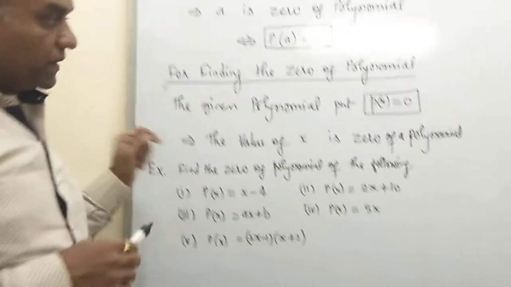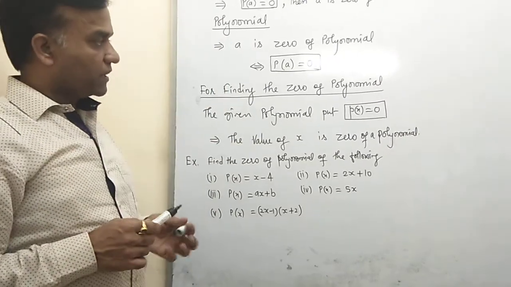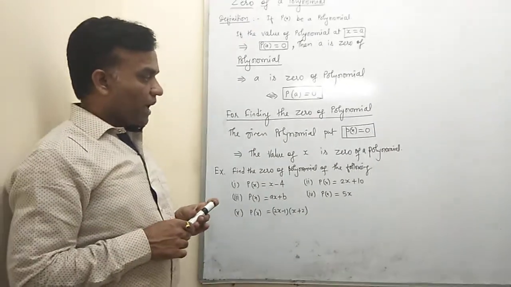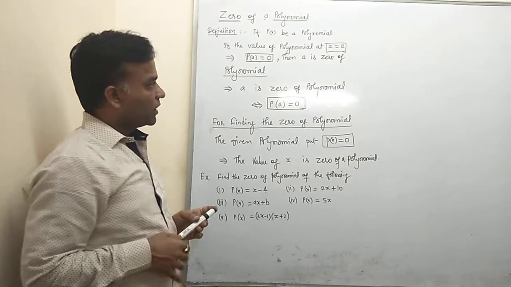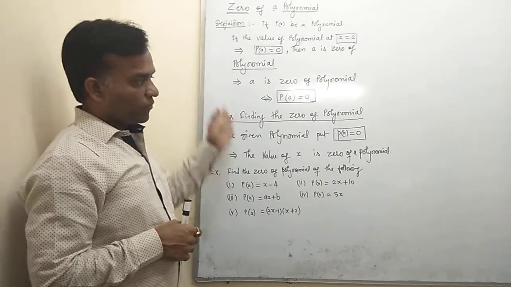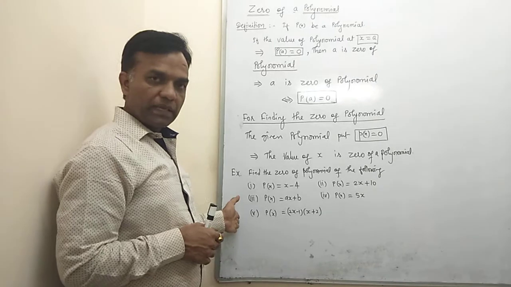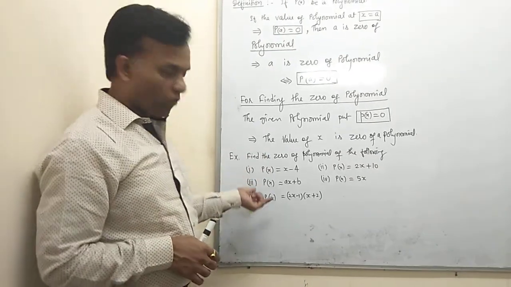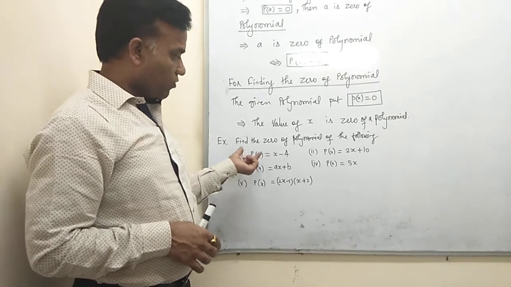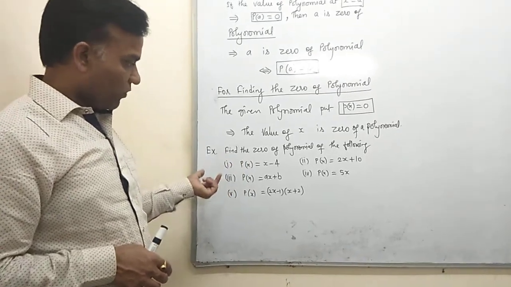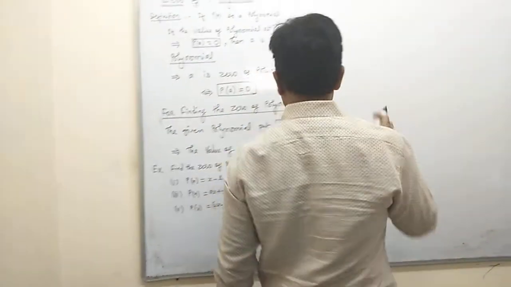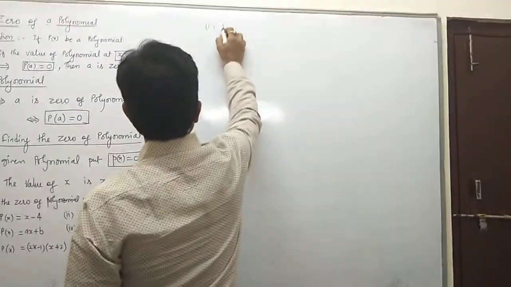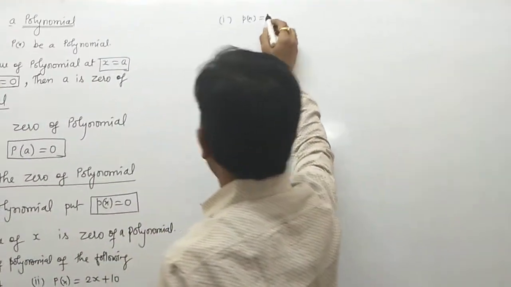So here we have the definition of zero of a polynomial. Suppose you cannot understand the definition, then here we have examples. I will explain the zeros of a polynomial with 5 examples showing how you find them. First, the polynomial is p of x, which is x minus 4.